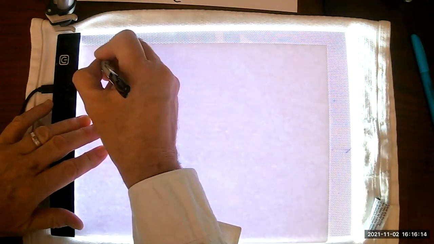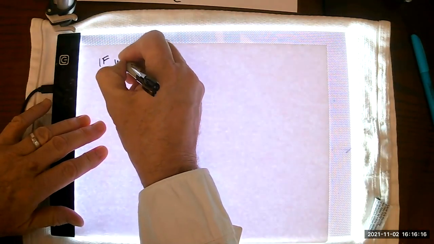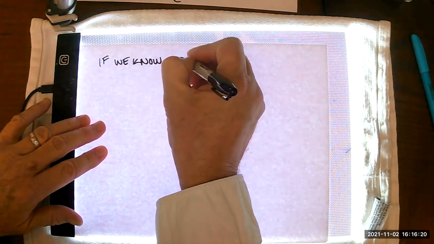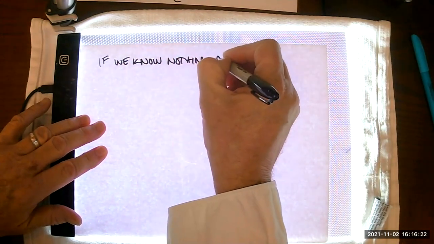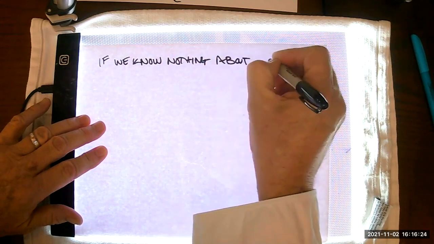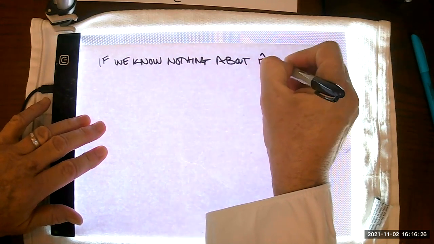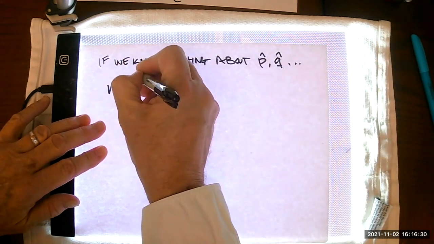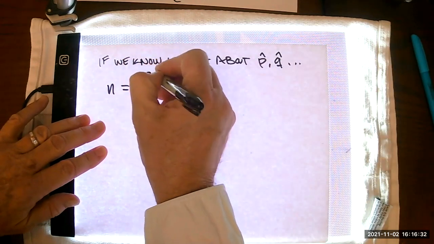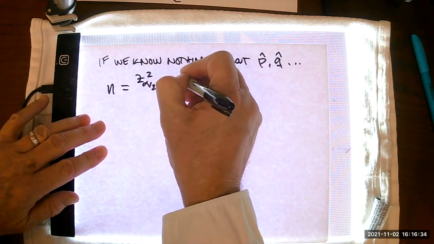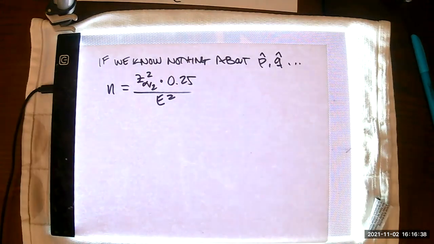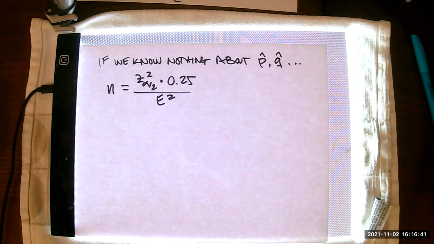So if we know nothing about P hat and Q hat, n equals z alpha over 2 squared times 0.25 divided by e squared. And that's the formula we use.